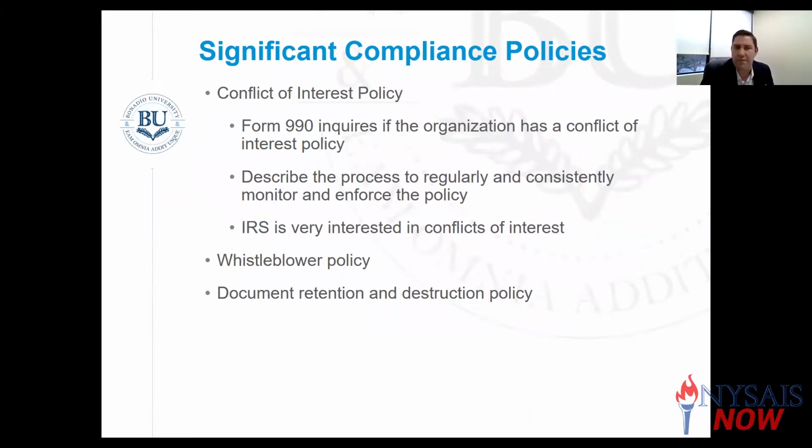Also, do you have gift acceptance policies? That's another question on the 990. And if you don't, could you document why? And that's really the best practice.